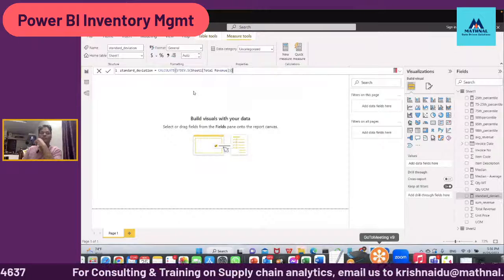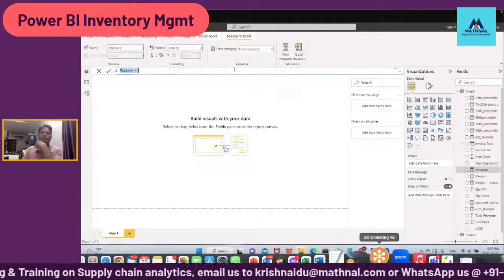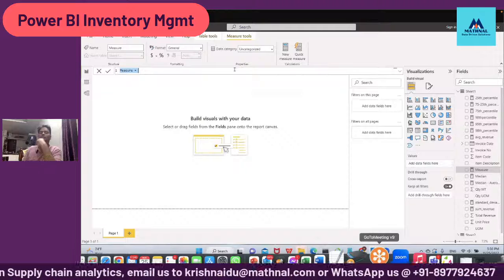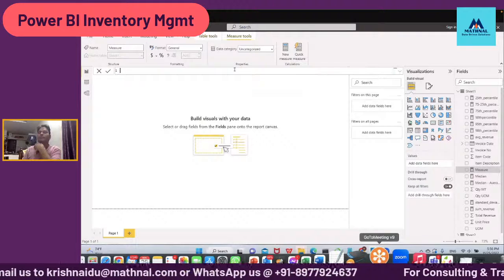Now the next measure is you have to divide this standard deviation by average. This is called coefficient of variation. Give a name, coefficient of variation.